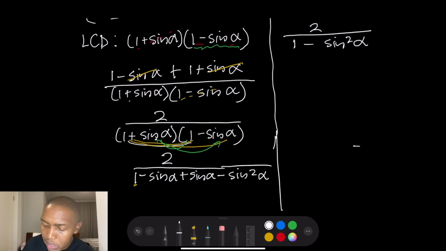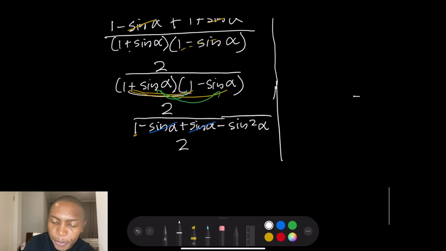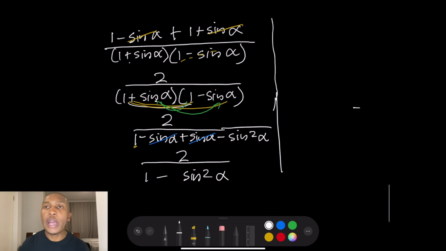So you'll see how now we will cancel minus sine alpha and sine of alpha, and you've got 2 over 1 minus sine squared of alpha. Now, I want you to know, because you are mathematicians, I'm expecting you to be able to quickly identify the difference of two squares. Once you've got two brackets that are exactly the same, but the only difference is the sign between the terms, in this case we end up with the difference of two squares.